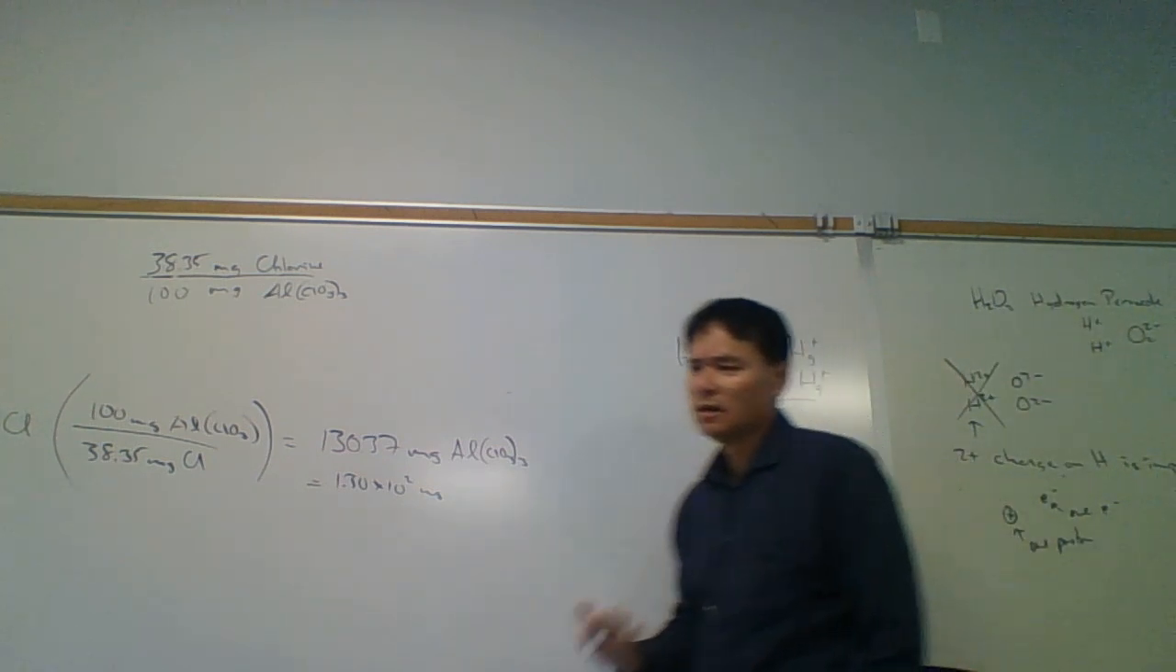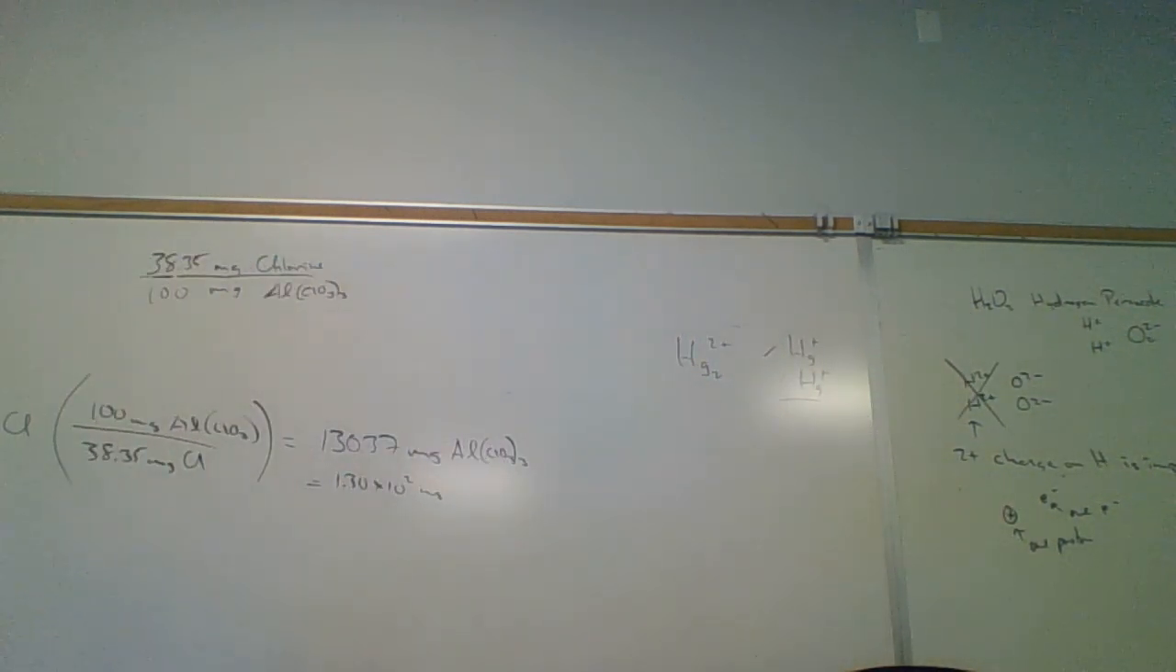Things like chlorine, what does chlorine like to be? -1. That means chlorate, perchlorate, chlorite, and hypochlorite are all oxidizers. Those are all oxidizers.